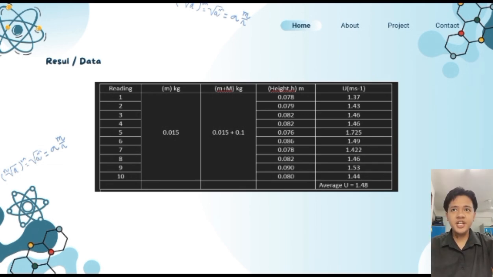Moving on to our data collection, as you can see in the table, we conducted 10 readings to ensure accuracy. The mass of the ball was 0.015 kilogram. The combined mass of the ball and pendulum was 0.115 kilogram. We measured the maximum height reached by the pendulum for each shot, which ranged from 0.076 to 0.090 meter. Based on this height, we calculated the velocity of each trial, resulting in an average initial velocity of 1.48 meters per second.